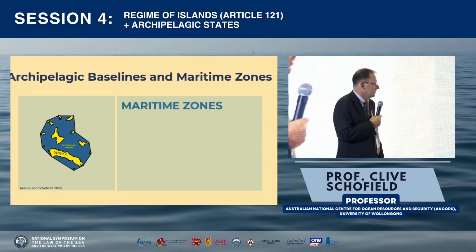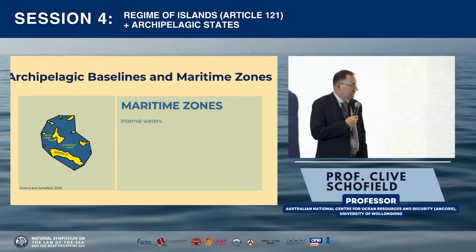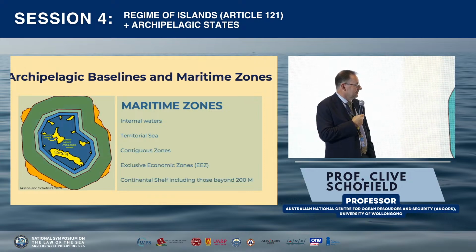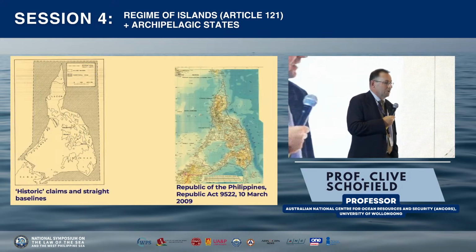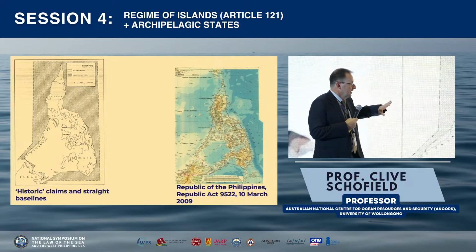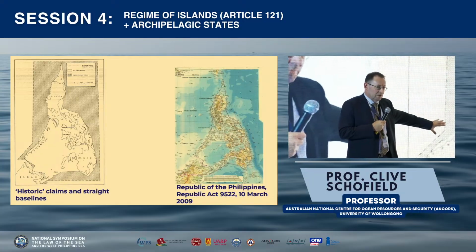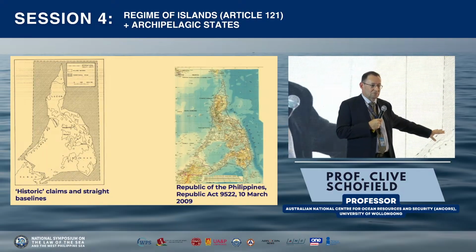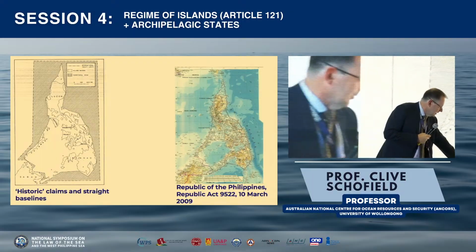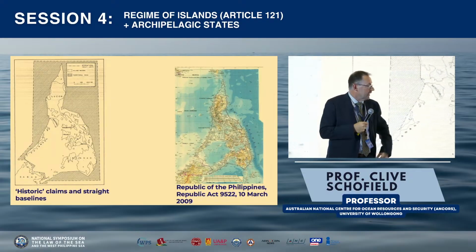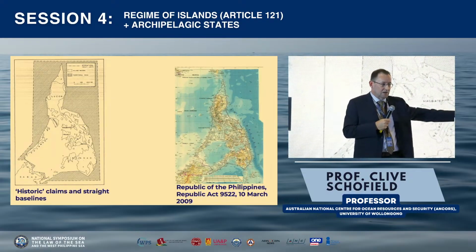From your archipelagic baselines, you generate all of your claims to maritime jurisdiction. So, territorial sea, contiguous zone, EEZ, and even outer continental shelf. The 1961 baselines, which Jay touched on first thing this morning, were described as straight baselines rather than archipelagic, and they did include one, I think it was 139 nautical mile long segment. That has all been fixed in the 2009 legislation.